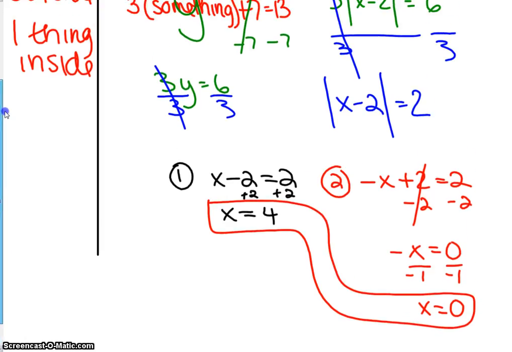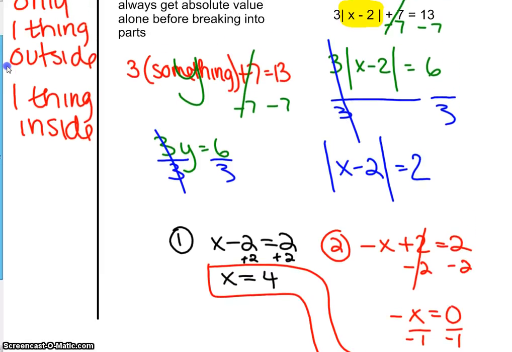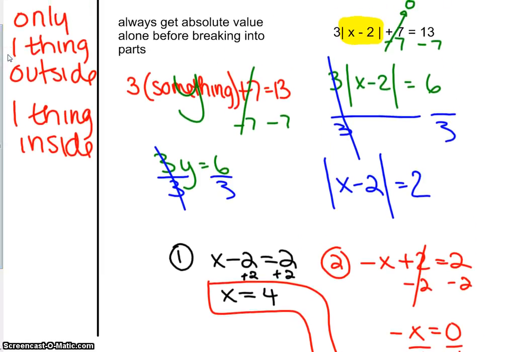Okay. Now, go back to the original. Remember, my solutions were 4 and 0. And check. Okay. Working my order of operations, got to start inside. 4 minus 2 is 2. Absolute value of 2 is 2. 3 times 2 is 6, plus 7 is 13. Go to 0. 0 minus 2, negative 2. Absolute value positive 2 times 3 is 6 plus 7 is 13. Notice what we got inside the absolute value again. We got a 2 and we got a negative 2. Okay.